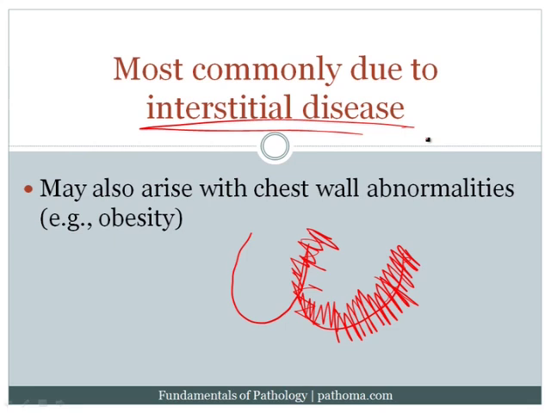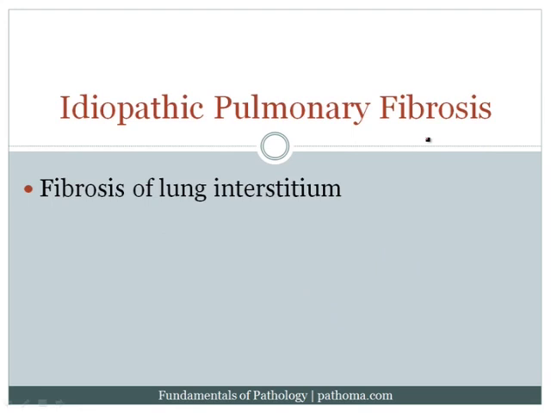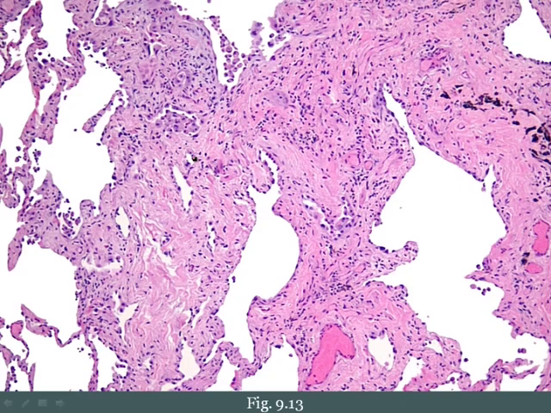Now, the first of these disorders is called idiopathic pulmonary fibrosis, and the key disorder here is that you get fibrosis of the lung interstitium. All right, idiopathic pulmonary fibrosis, where you get fibrosis of the lung interstitium. This is what it classically looks like, and you can see here, this is probably as close to normal as we have on this slide.